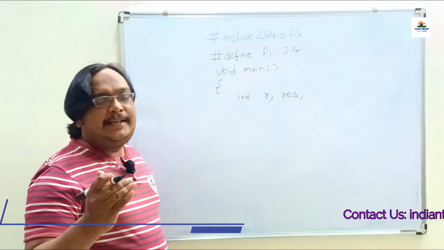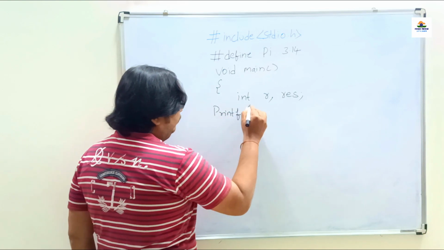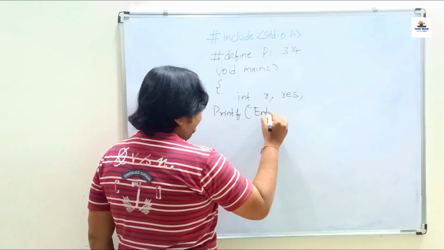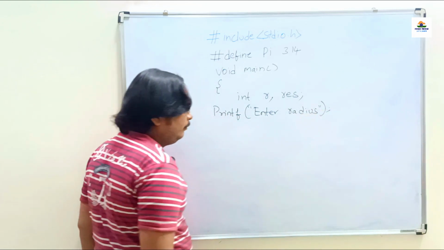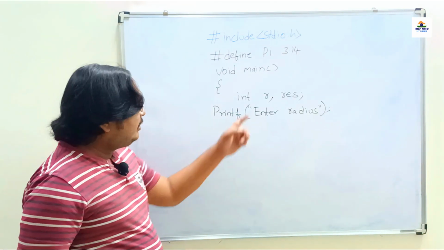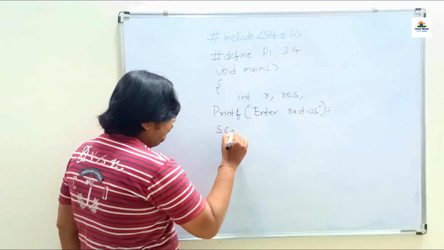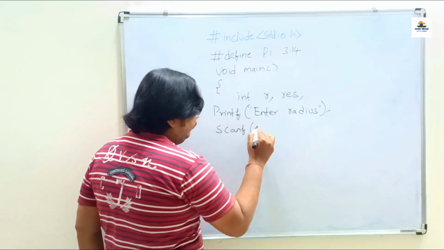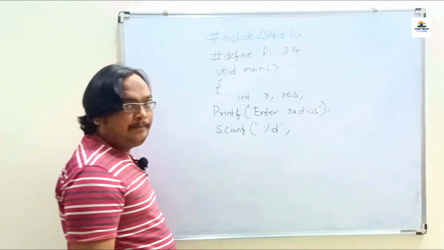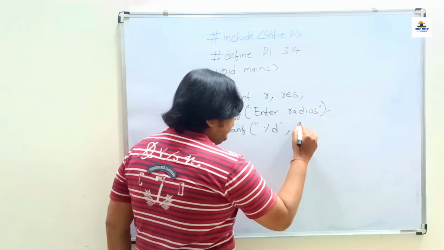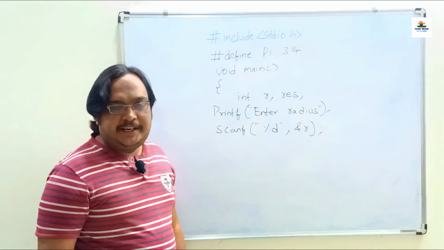First, take the radius as an input. That is, printf enter radius. So you have to enter the radius. Since radius is of which data type? Integer data type. So take input using scanf. Since it is an integer, we have to use the format string %d, ampersand r. Now I have taken the input of the radius.